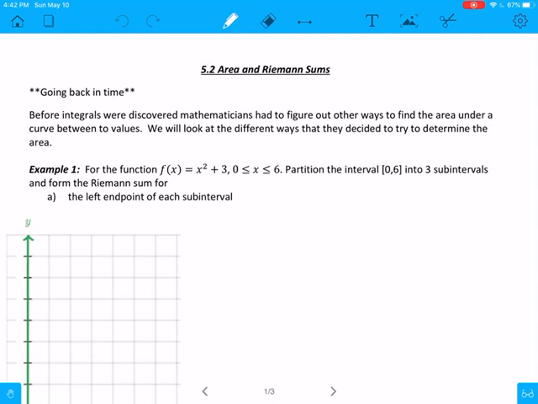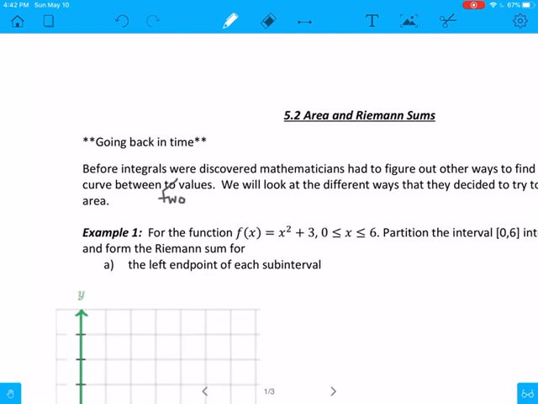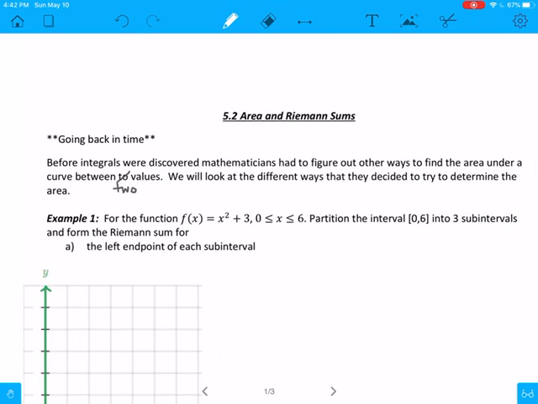Before integrals were discovered, mathematicians had to find other ways to find the area under a curve between two values. Man, that's a typo. I'm going to fix that before I post it. Two values. Yes. We'll look at different ways that they decided to try to determine the area.